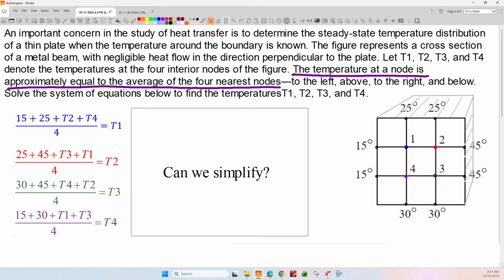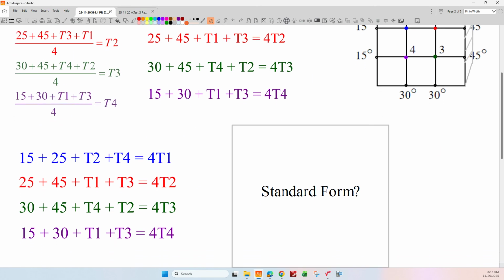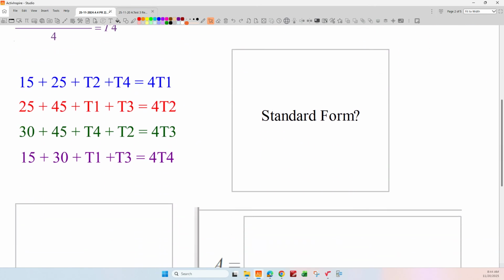So first of all, we'll clear the fractions by multiplying both sides by 4. Okay. Now what do I have to do with those equations to put them into standard form? So there's my 4 equations.